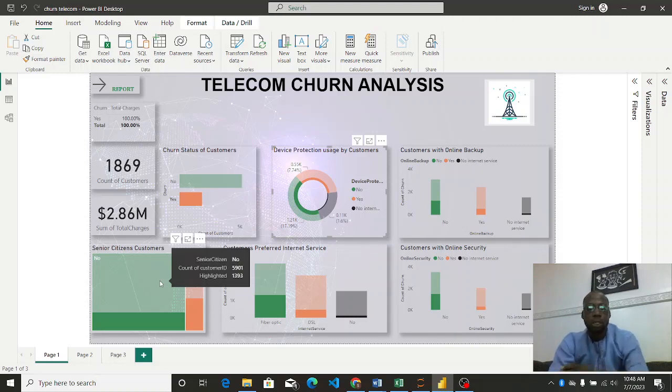So these youths, do they have a device? What could be the reason why they churn the organization? It could be because probably they lost their device or they lost access to their device. But let's find out.